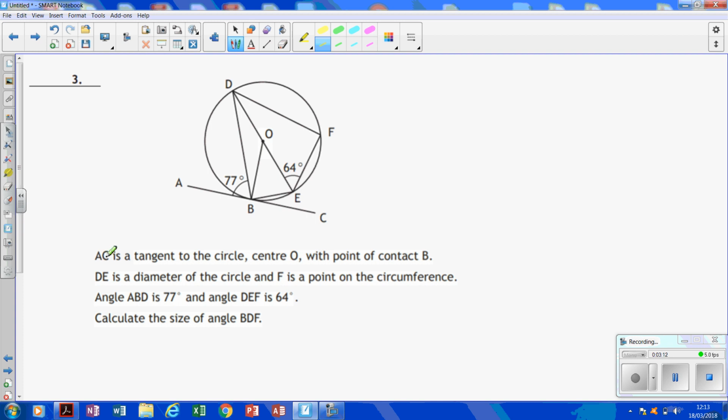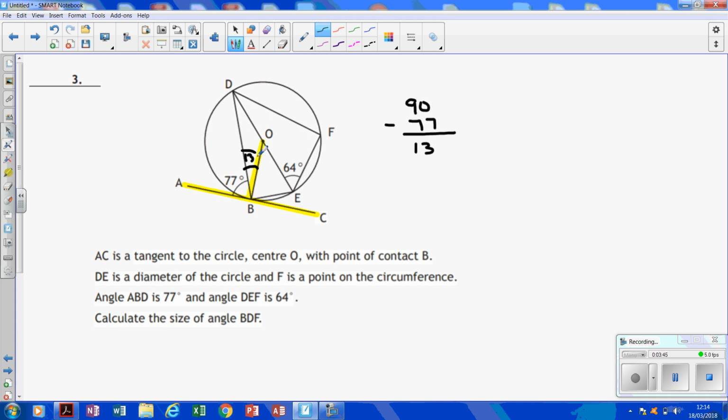Right, so AC is a tangent to the circle, so there's a tangent. Now we know a tangent meets a radius at 90 degrees. Now there's the radius meeting that tangent down there. So I know that that full angle in there is 90 degrees. So that means then I can work out that wee part of the angle which is beside the 77. So in here, this angle here has got to be 90 minus 77, and when I take 77 away from that I get 13. So that bit there is 13.